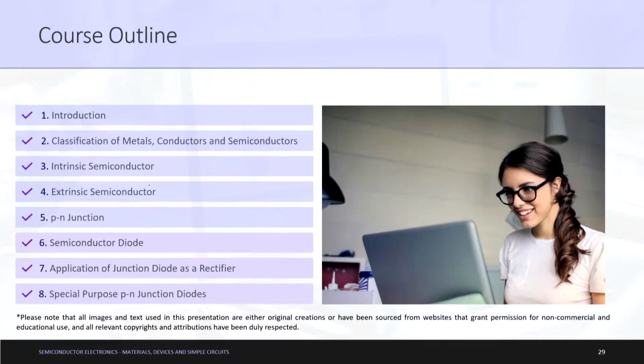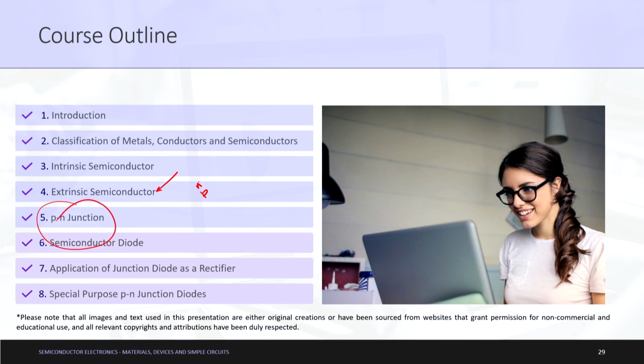Okay, so right now we are on the fourth topic, that is extrinsic semiconductors. Let us quickly complete this and then we can move on to the p-n junction. Till now you already know we have understood n-type semiconductors. Similarly, we will understand p-type semiconductors. You can understand that from the fifth point, that is the p-n junction.